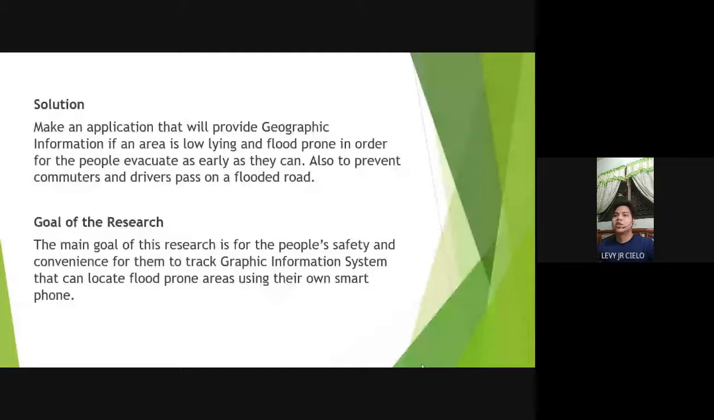The solution is to make an application that will provide geographic information if an area is low-lying and flood-prone, in order for the people to evacuate as early as they can, and also to prevent commuters and drivers from passing on a flooded road. The goal of the research is for the people's safety and convenience, for them to track flood-prone areas using their own smartphone.